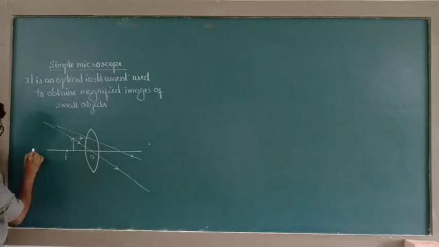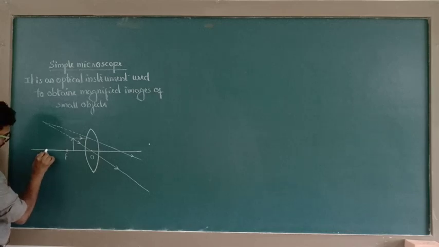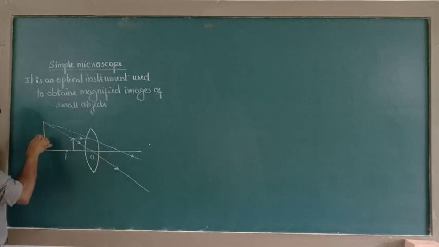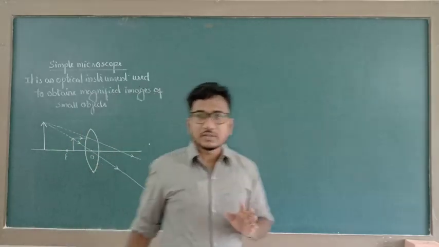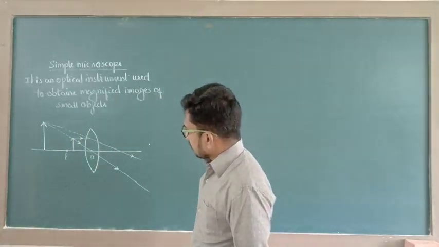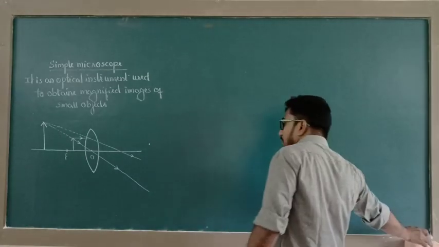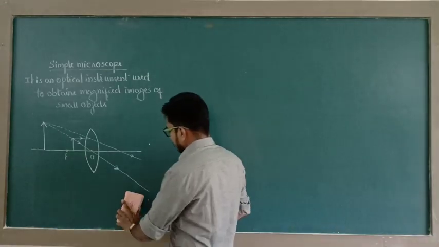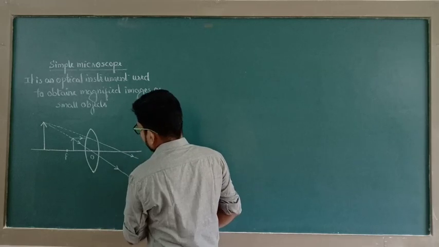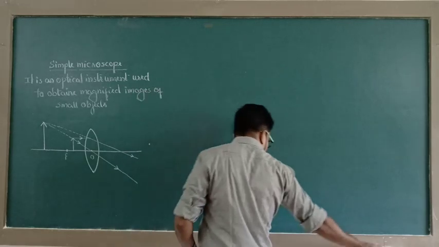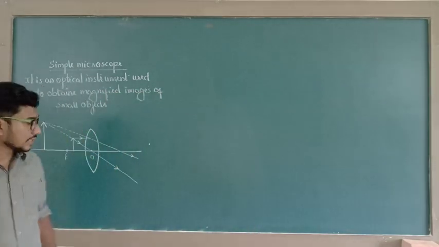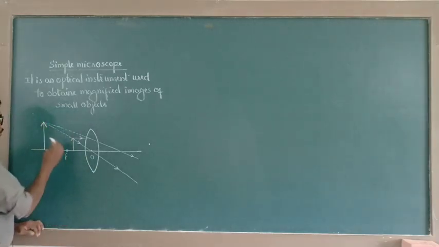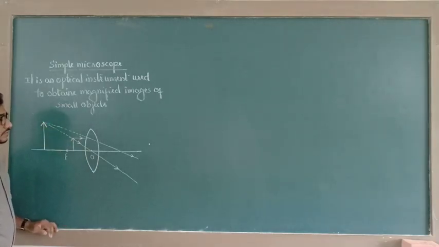So that distance gives the position of the image. This is our image. Already we have studied this diagram. Here, by proceeding, these two light rays are going to intersect at some point on the same side of the object, and that point gives the position of the image. So here the image lies beyond this principal focus.